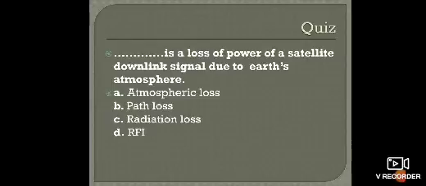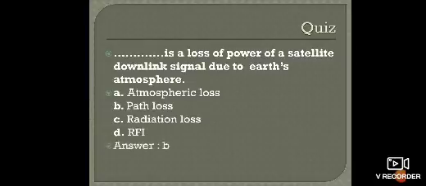So whenever there are some changes in the Earth's atmosphere, what is the loss of power which occurs in a satellite downlink frequency? What type of loss are we going to get? So for that we have some options. The first one is atmospheric loss, the second option is path loss, the third option is radiation loss, and the fourth option is RFI. Okay, the answer is path loss.